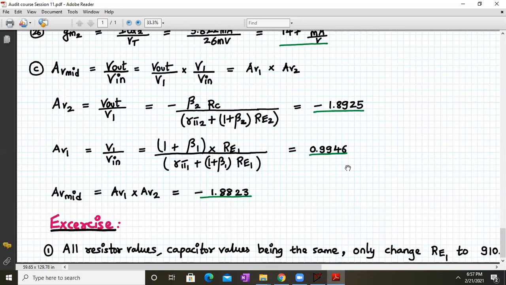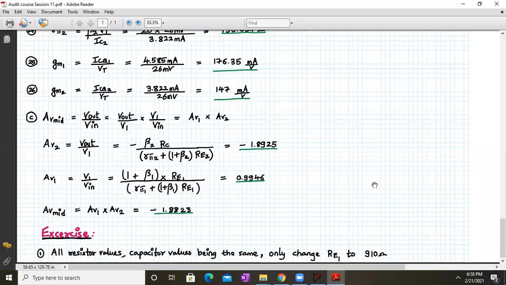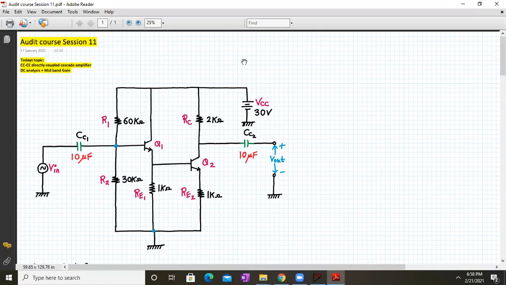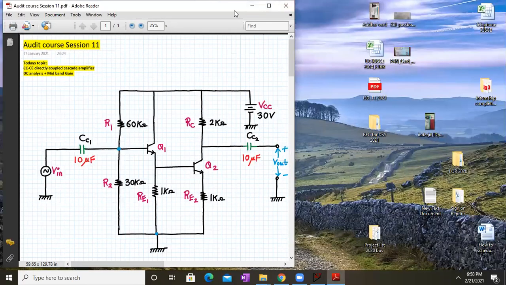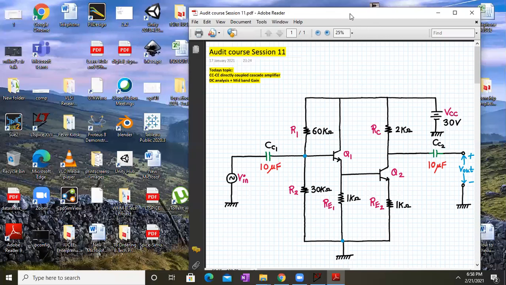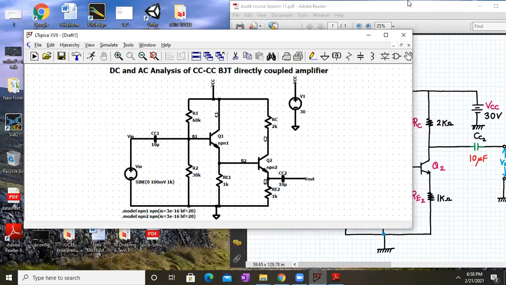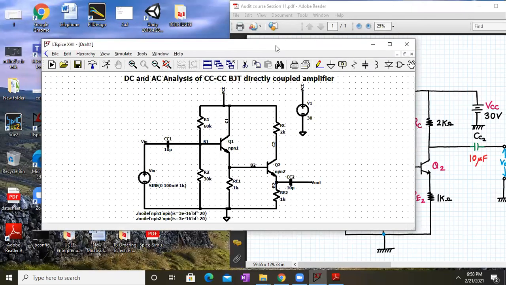So AV mid will be the multiplication of the two gains, AV1 into AV2, which comes out to be 1.8823. So the total overall gain is 1.8823. Fine. So now let's start implementing this circuit. I'll keep this a little bit open so that we can verify everything. I have already made the circuit ready so that we can save some time for simulation.